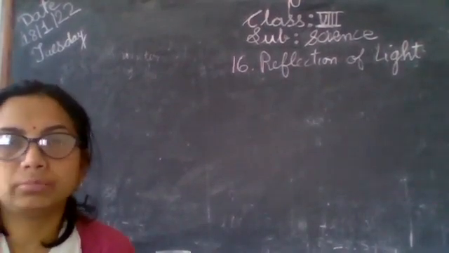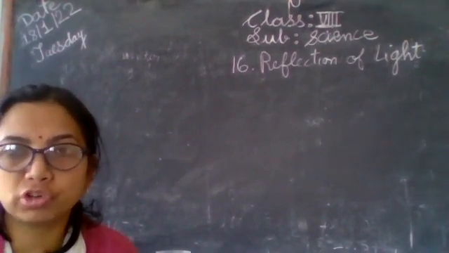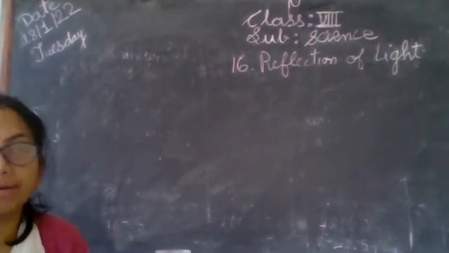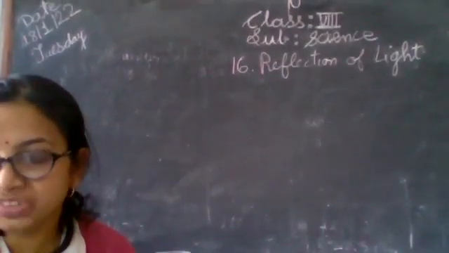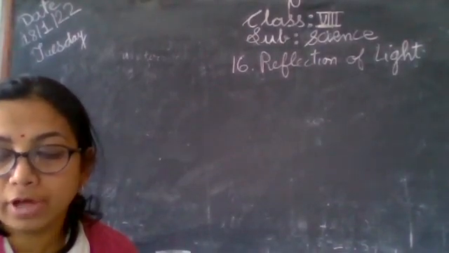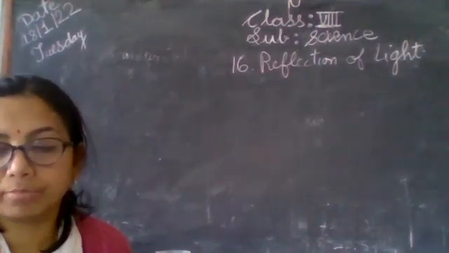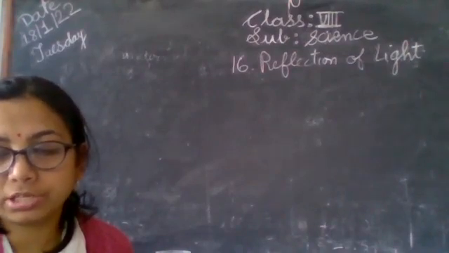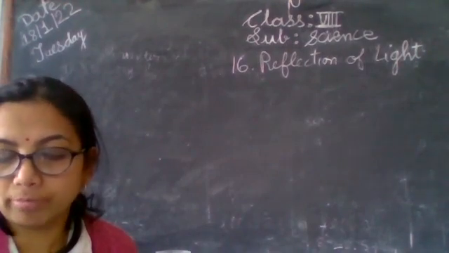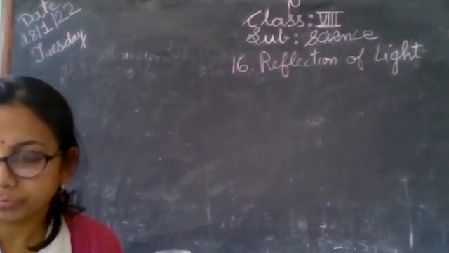So, welcome back, students, in our chapter number 16, reflection of light. In earlier class, we have all seen the laws of reflection. There are 3 laws of reflection. The angle of reflection is always equal to angle of incidence. The incident ray, the reflected ray, and the normal lie in the same plane. The incident ray and the reflected ray are on the opposite sides of the normal. These are the 3 laws of reflection that we have seen.